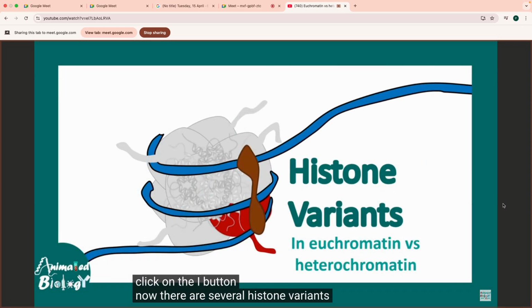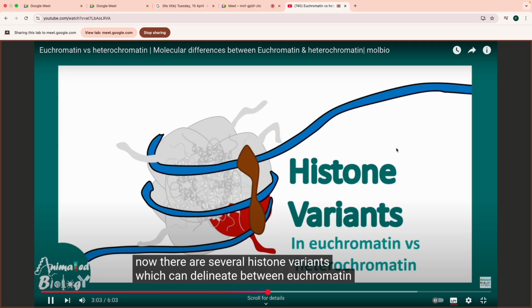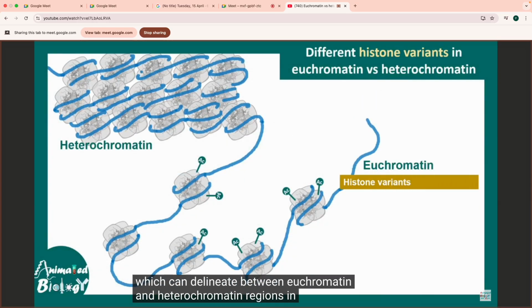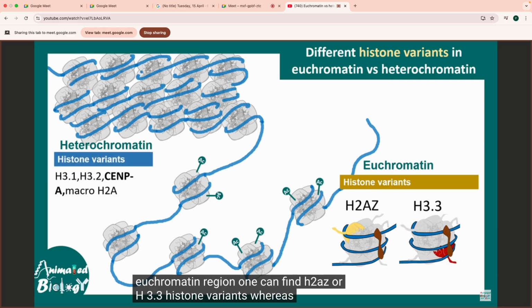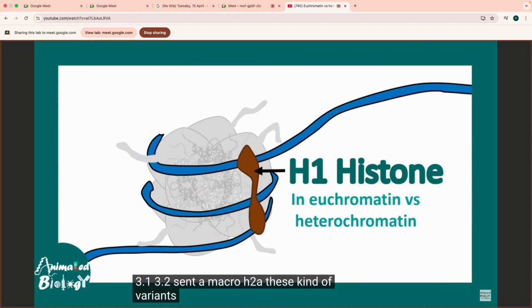Now there are several histone variants which can delineate between euchromatin and heterochromatin regions. In euchromatin region, one can find H2AZ or H3.3 histone variants, whereas in heterochromatin region, one can find H3.1, H3.2, CENP-A, macroH2A, these kinds of variants.